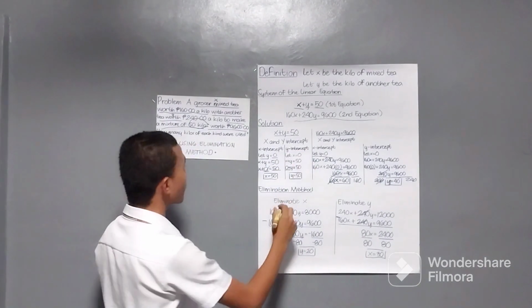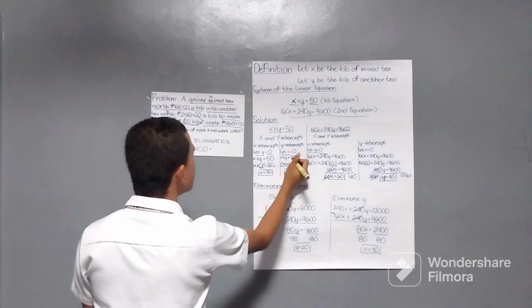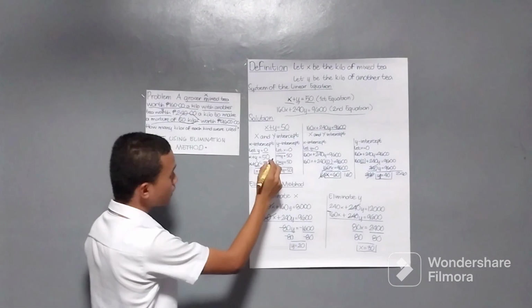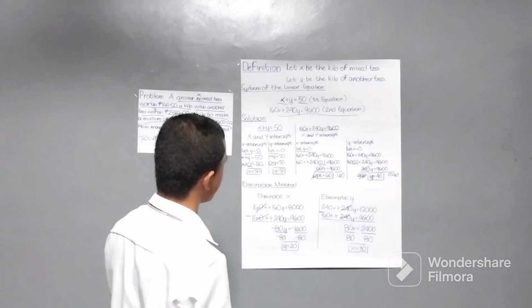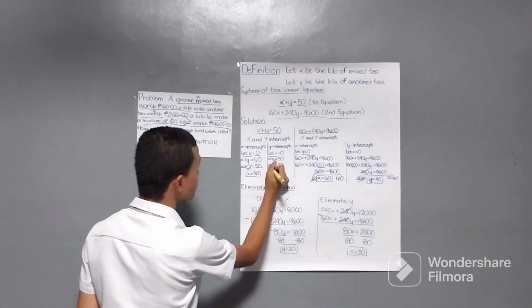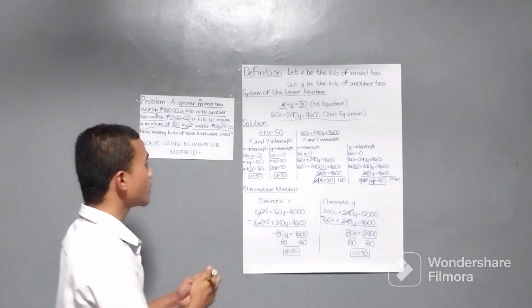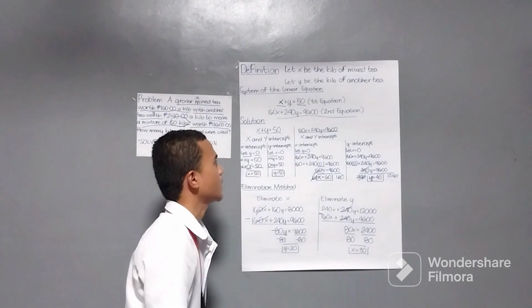Now for the y-intercept, we're going to let x be 0. Copy the first equation, x plus y equals 50. So 0 plus y equals 50. Now that comes up to y equals 50.